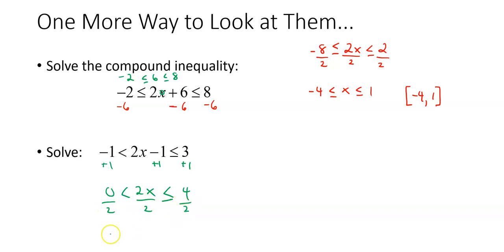Well, when I do that, 0 divided by 2 is 0. 2x divided by 2 is just x. 4 divided by 2 is 2. Write this in interval notation. Well, don't include the 0, include the 2.